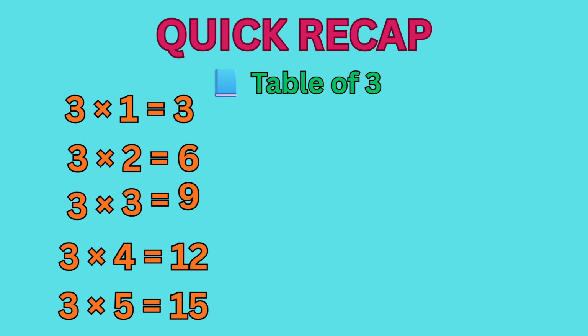Now quick recap again. Table of 3. 3 ones are 3, 3 twos are 6, 3 threes are 9, 3 fours are 12, 3 fives are 15.